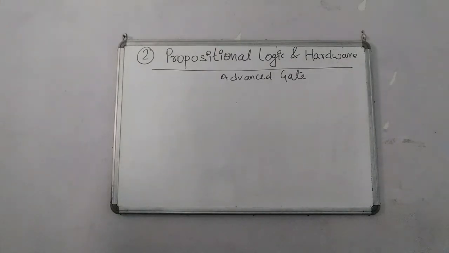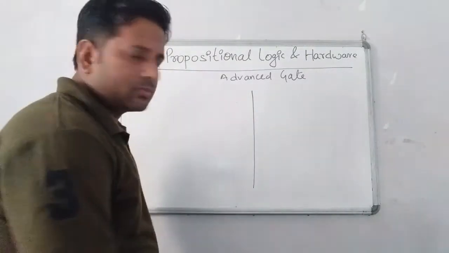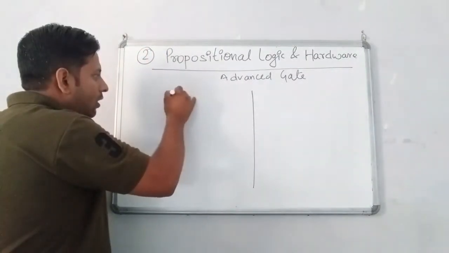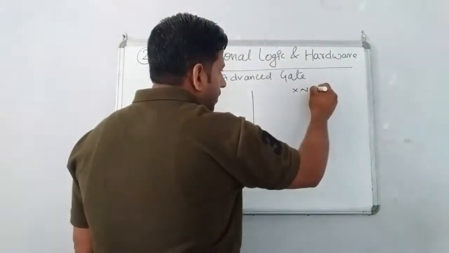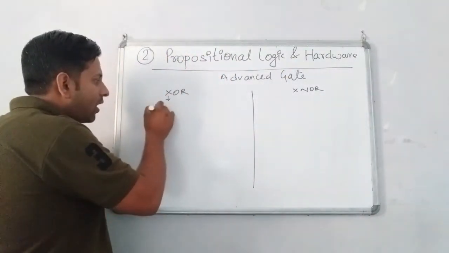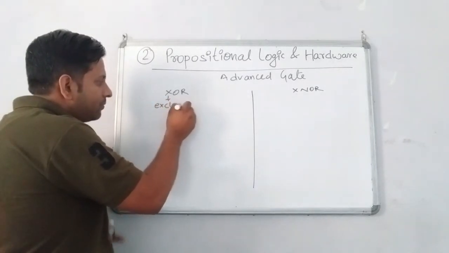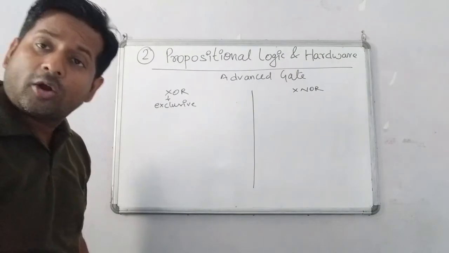So in advanced gate, children, we have two gates, XOR and XNOR gate. How they work? Let us see. So children, again I am dividing the screen in two parts. XOR gate, XNOR gate. Here children, X stands for exclusive. Okay, that means it is exclusive OR gate.